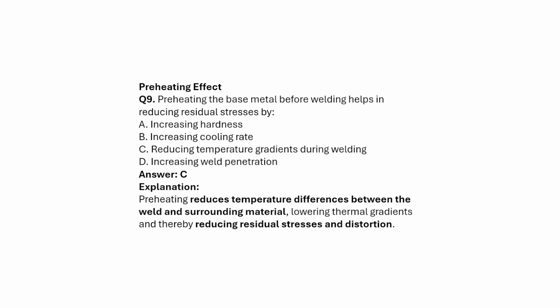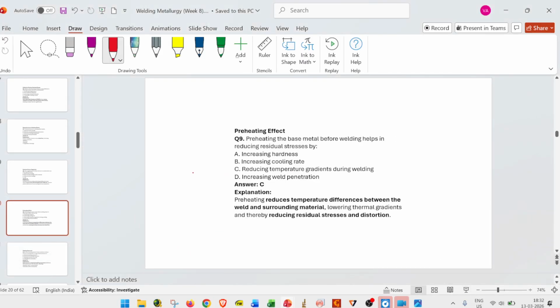So preheat treatment reduces the temperature difference between the weld and the surrounding material. That lowers the thermal gradient, so the cooling rate will be reduced. That reduces the residual stresses and distortion. Okay.